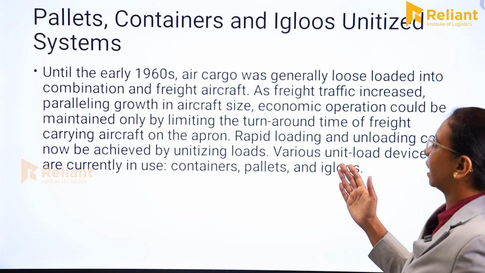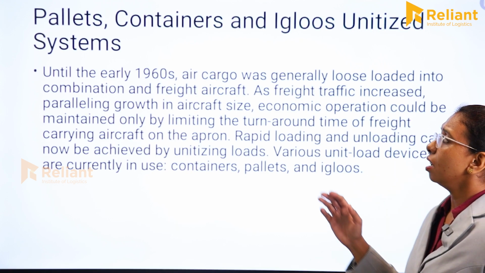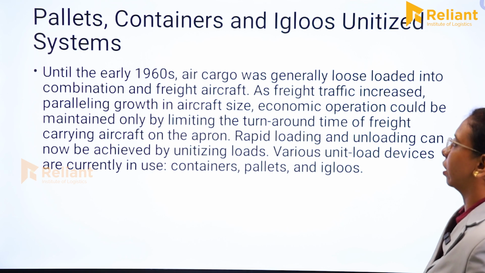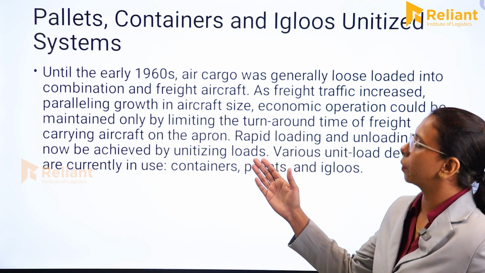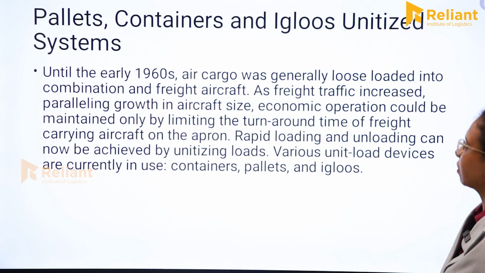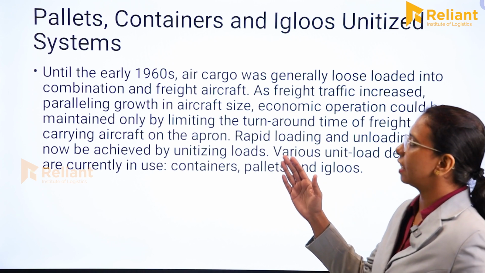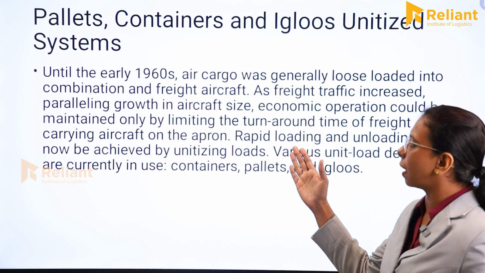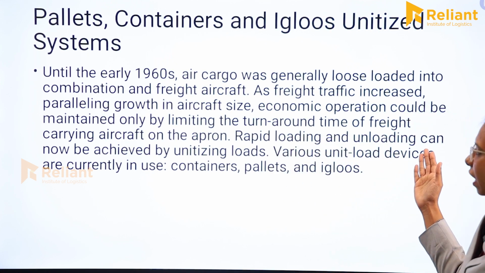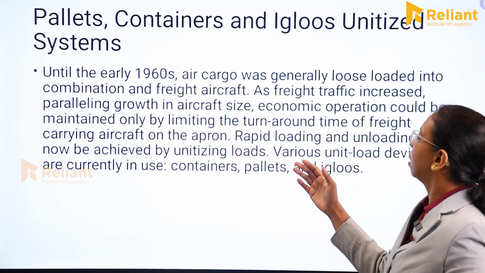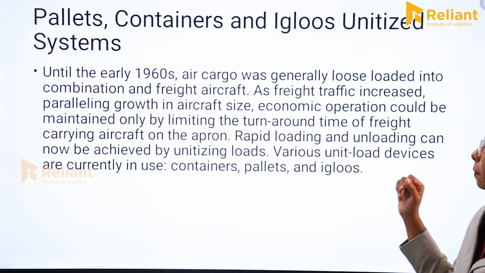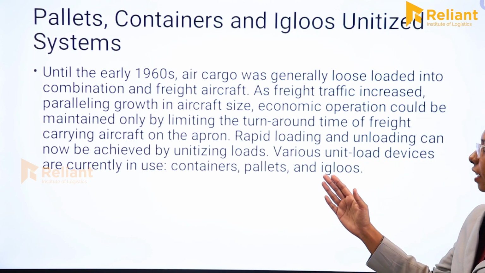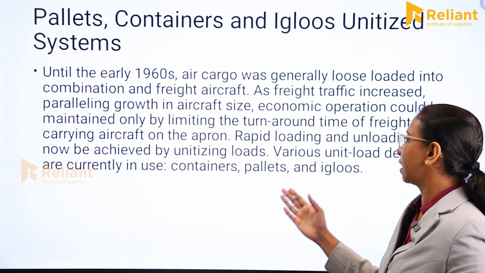Next is pallets, containers and igloo unitized system. Until the early 1960s, air cargo was generally loose loaded in combination and freight aircraft. As freight traffic increased, paralleling growth in aircraft size, economic operation could be maintained only by limiting the turnaround time of freight carrying aircraft on the apron. Rapid loading and unloading can be achieved by unitizing loads. Various unit load devices currently in use are containers, pallets and igloos.